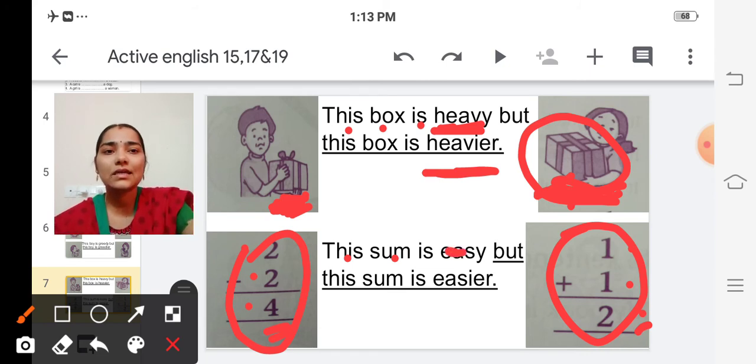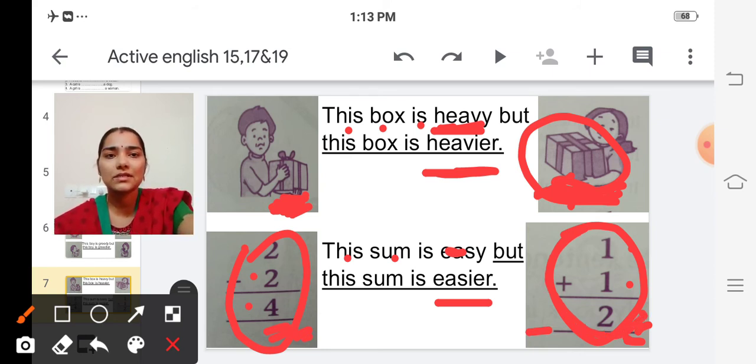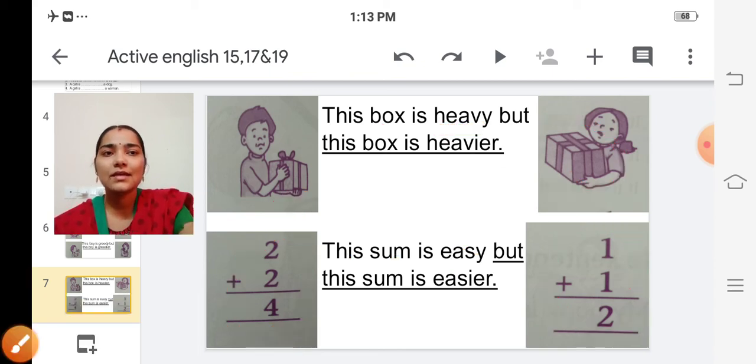For the word easy, we have to write easier. Easy, easier. This sum is easy, but this sum is easier. So we are comparing this sum and this sum, isn't it? This sum is easier than this sum. So for the word easy, what do we have to write? Easier. Is it clear, children? Yes.